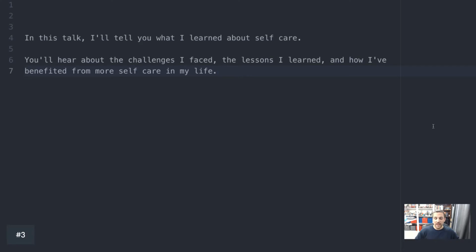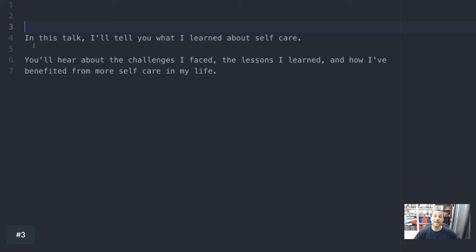Now, let's look at an example of what this might look like. So let's say I was going to create a talk about self-care. Now we'll look at this example that's maybe a rough idea of what this might look like. So this first line, in this talk, I'll tell you what I learned about self-care. So you're starting off and you're giving them right off the bat what this talk is going to be about. So now we've set the stage. Next up, you'll hear about the challenges I faced, the lessons I learned, and how I've benefited from more self-care in my life.